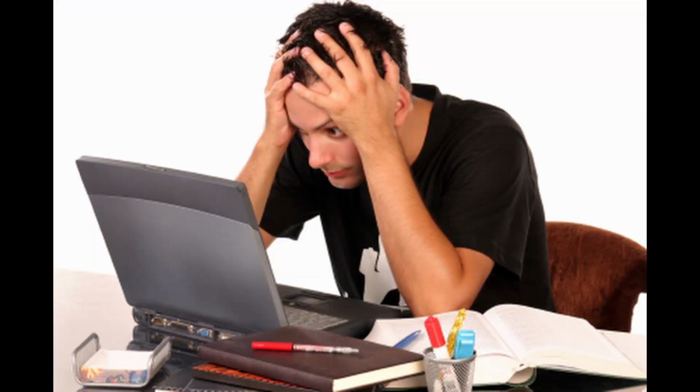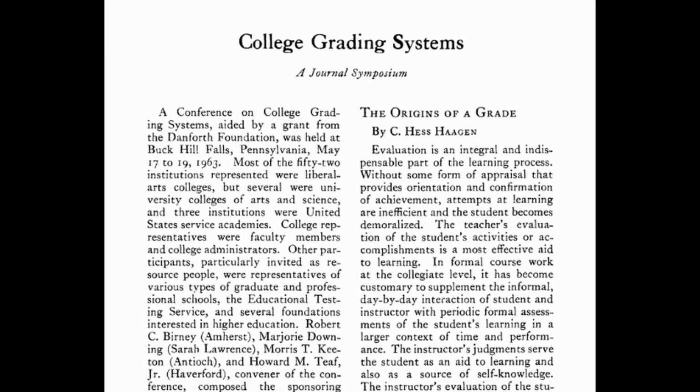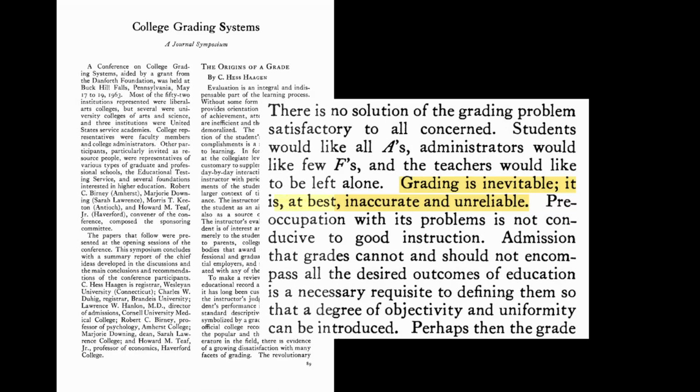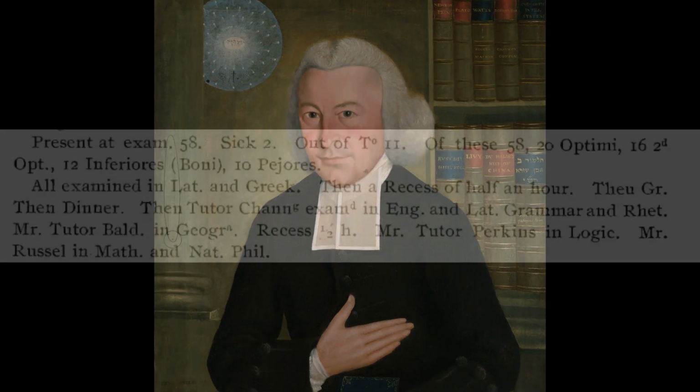Since the beginning, grading has been problematic and the cause of significant stress for students and instructors alike. The Journal of Higher Education noted in 1964, grading is inevitable. It is at best inaccurate and unreliable. 1785 is the year when we find the first example of grades being assigned, at Yale, when President Ezra Stiles categorized 58 seniors into 4 different groups.